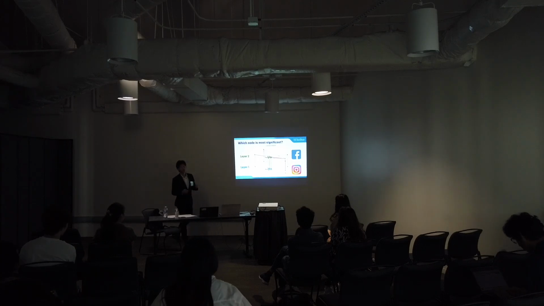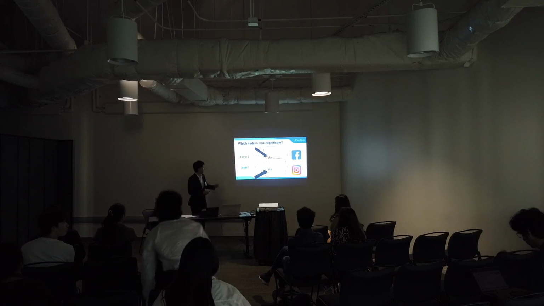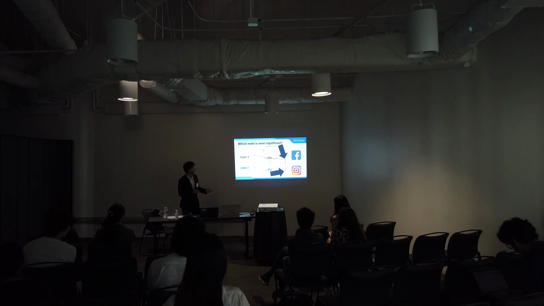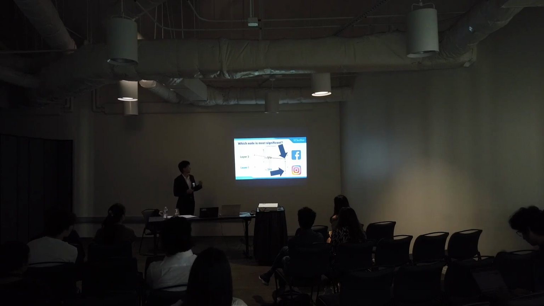Now the question is, which node is the most significant across this network? We see this node with the highest degree of centrality in layer 1, which means they have the most connections on Instagram. And also this node having the highest degree of centrality in layer 2, which means they have the most connections on Facebook. Now the question is, which of these nodes has the most influence across the entire network?